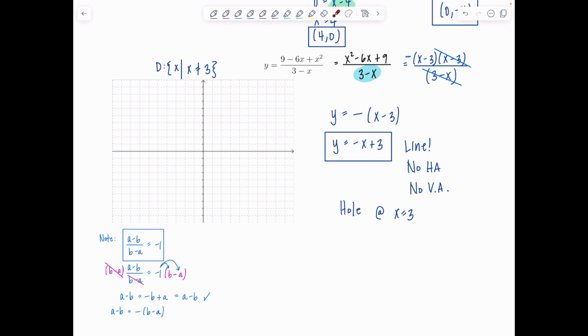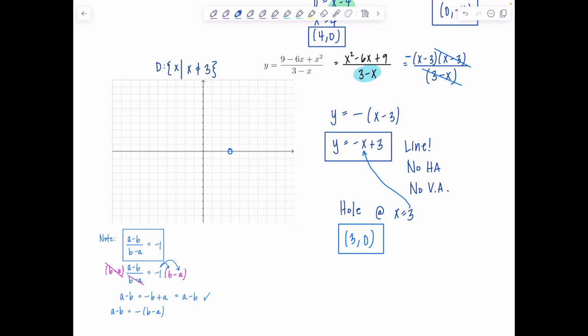So the hole is going to be at x equals 3. And then how do I get the y coordinate? You just plug in 3 for x into the simplified or the reduced equation. So the hole is going to be at 3 comma... -3 plus 3 is 0. So the hole is at 3 comma 0. Okay, and you're just going to graph a line. So the hole is at 3 comma 0.